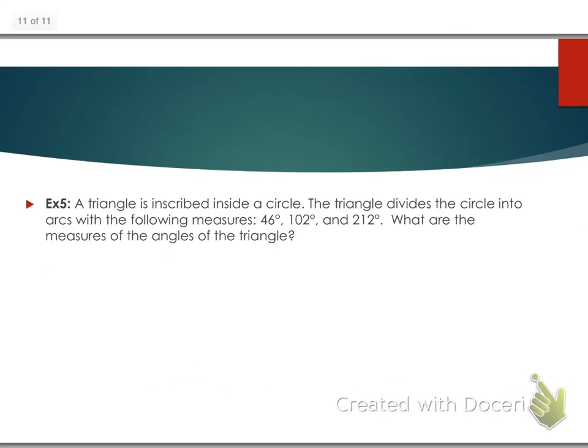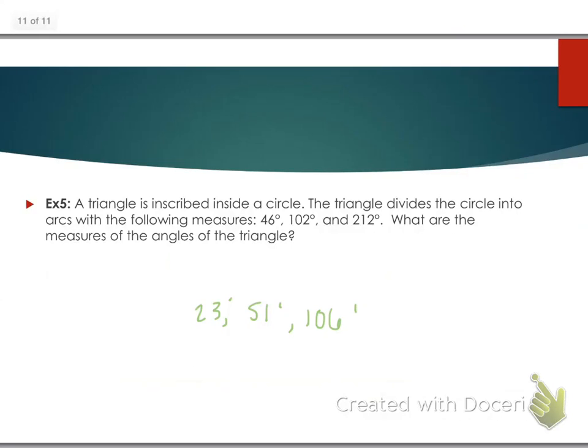Okay. A triangle is inscribed in a circle. The triangle divides the circle into arcs with the following measures: 46, 102, and 212. What are the measures of the angles? Well, if it's inscribed, that means we have to cut all of these arcs in half to get their inner angles. So the first one's 23 degrees. 102 divided by 2 is going to be 51 degrees, and then 212 divided by 2 is going to be 106 degrees.